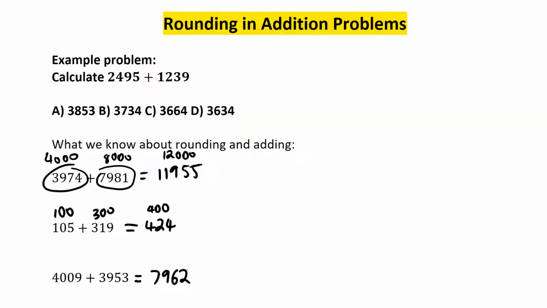In this example, we'll get 7,962. So what we should be thinking is that this first number is above 4,000, but not by much, and the second number is below 4,000, but a fair bit below. So our result should end up being below 8,000.